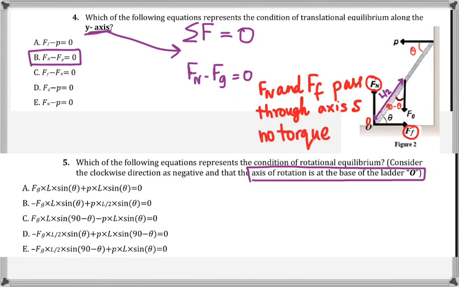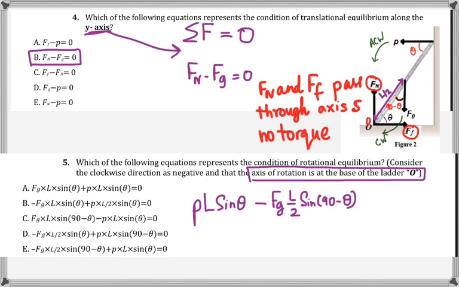Use geometry. And clockwise and anti-clockwise we can label in the diagram so that when we write the equation we know which one is positive and which one is negative. So P L sine theta positive minus Fg L by 2 sine 90 minus theta. So our equation becomes the last one. So this is equal to 0.